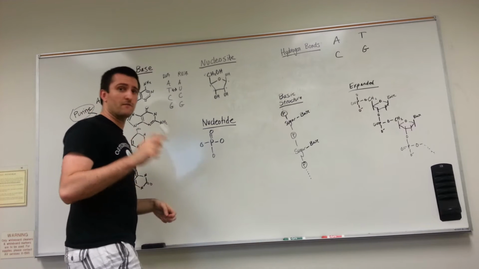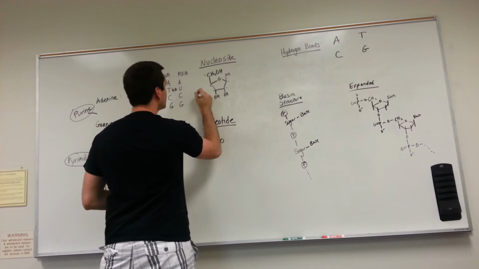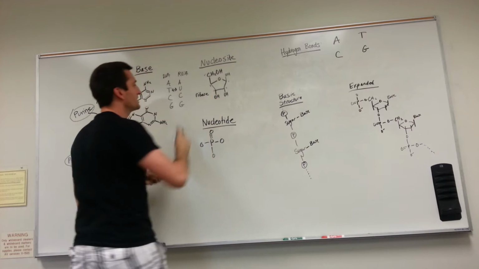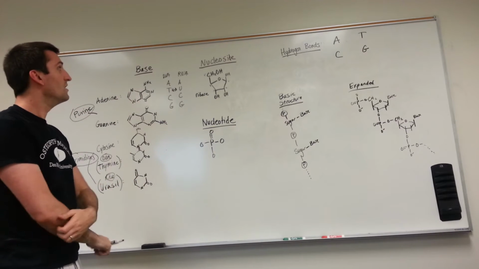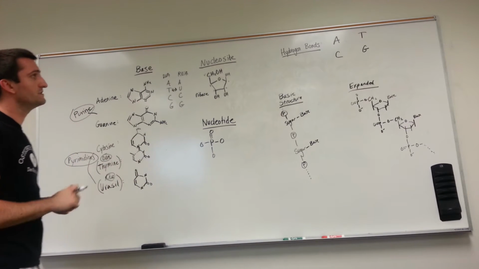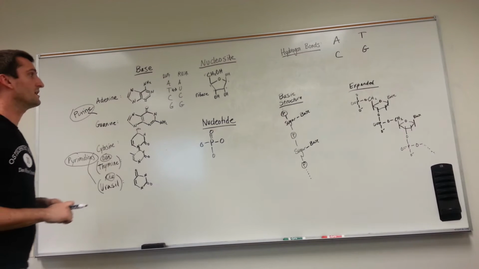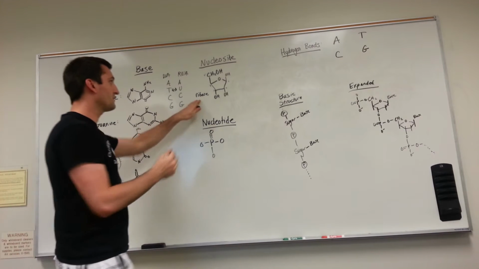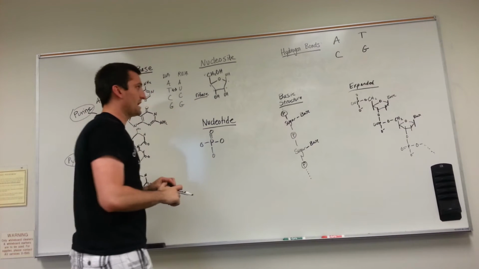What is this? Some of you out there already know what it is. This is a ribose. So it's going to be a sugar. It's going to be a carbohydrate. We see a lot of C's. We see a lot of H's. We see a lot of O's. That's going to be a carbohydrate. And specifically a carbohydrate, it's going to be a ribose.